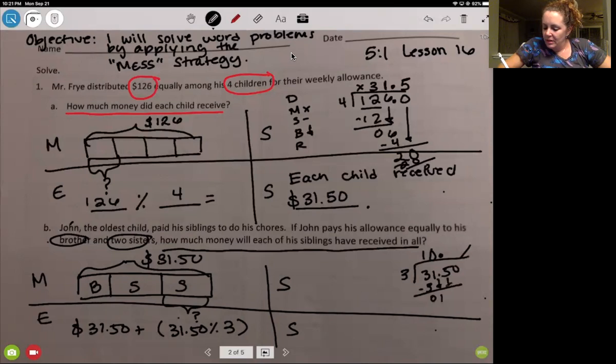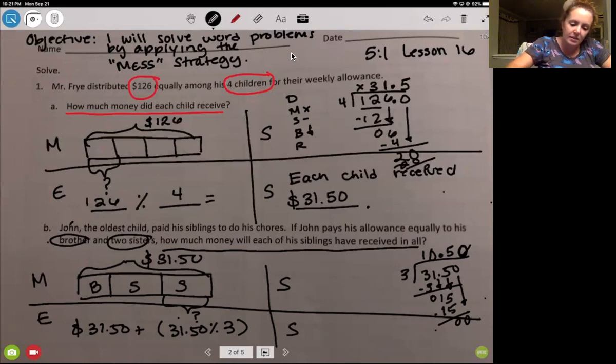So now I'm going to bring down my 5. 3 fits into 15 5 times. I have 0 left. And then I bring down my 0, 3 fits into 0, 0 times. So it looks like he's giving each sibling $10.50.